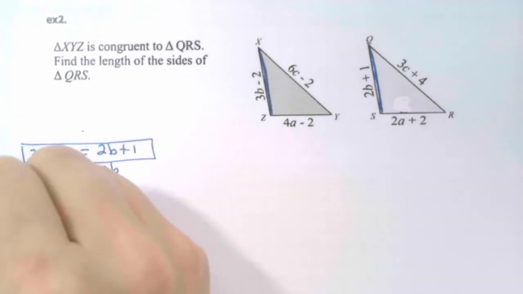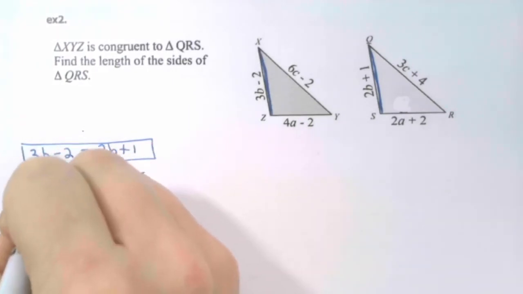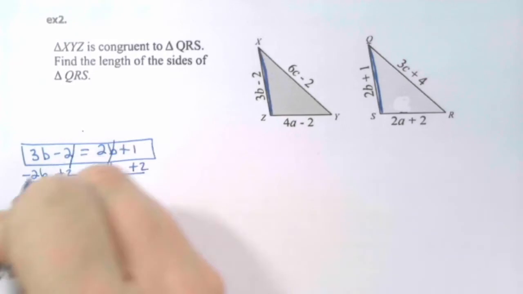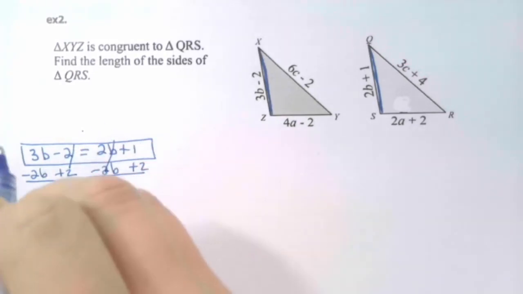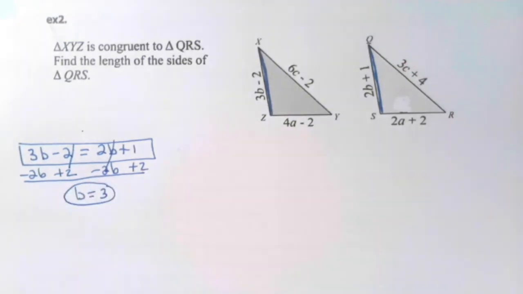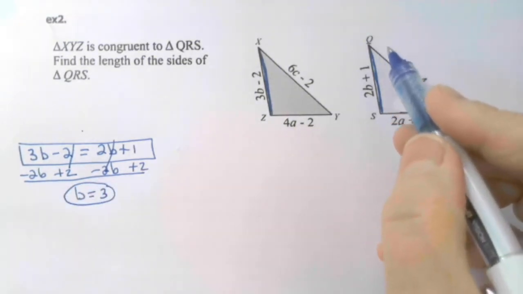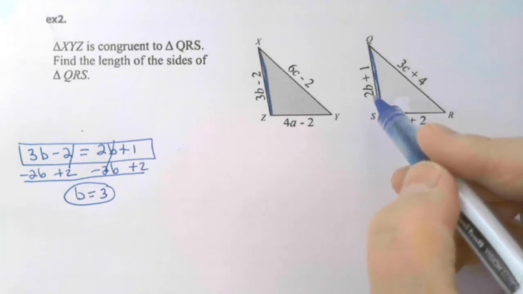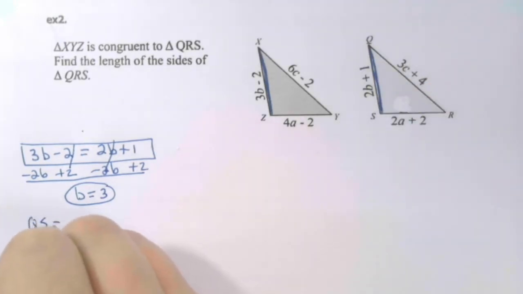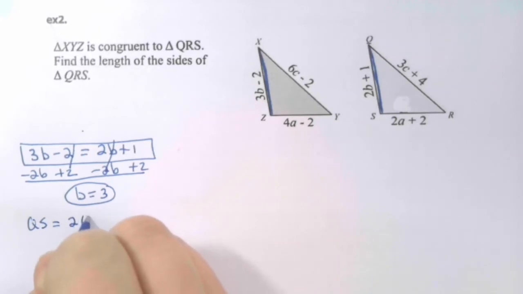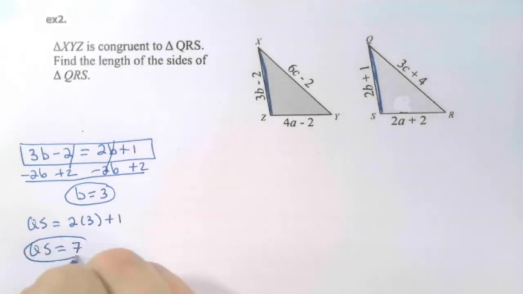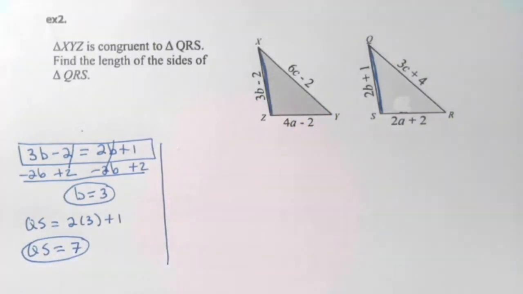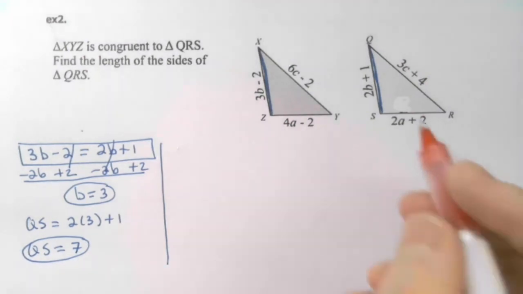So subtract 2B over to the left, add 2 over to the right, and you get B equals 3. What does that get us? Well, we're trying to find the sides of QRS. So QS is 2B plus 1. So 2 times 3 plus 1, that's 6 plus 1, or 7. So QS has a length of 7. Okay, there's our first one. Now let's do the bottom edges.